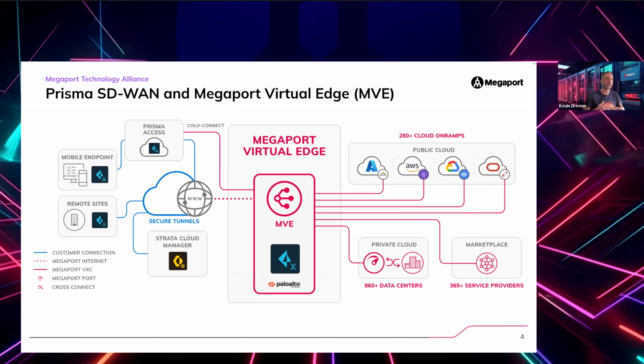So we can allow the customer to provision layer 2 connections into the cloud providers. So if it's going to Azure, that would be an ExpressRoute. Into AWS, they call that a Direct Connect. You can also build connections to your own private data center, your private cloud infrastructure.